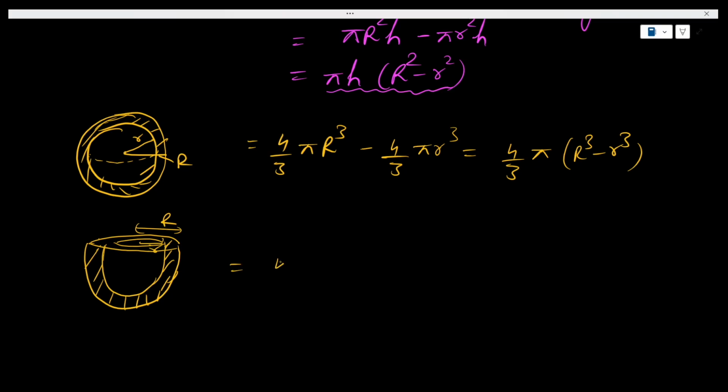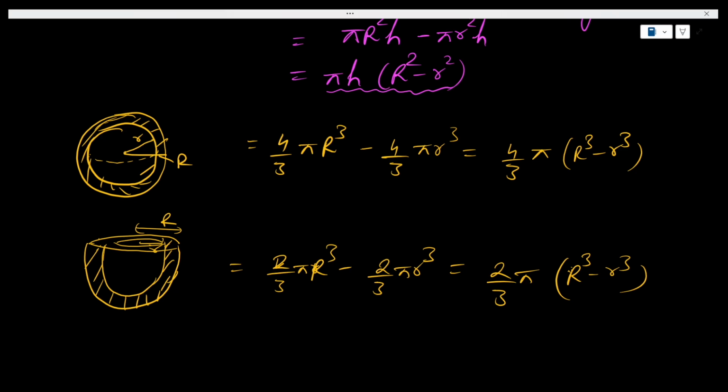So it will become here 2 by 3 pi capital R cube minus 2 by 3 pi small r cube. So this is the way you can derive the formula based on the figure. You can have a cone also. So for a cone also, you'll take the outer volume minus the inner volume.